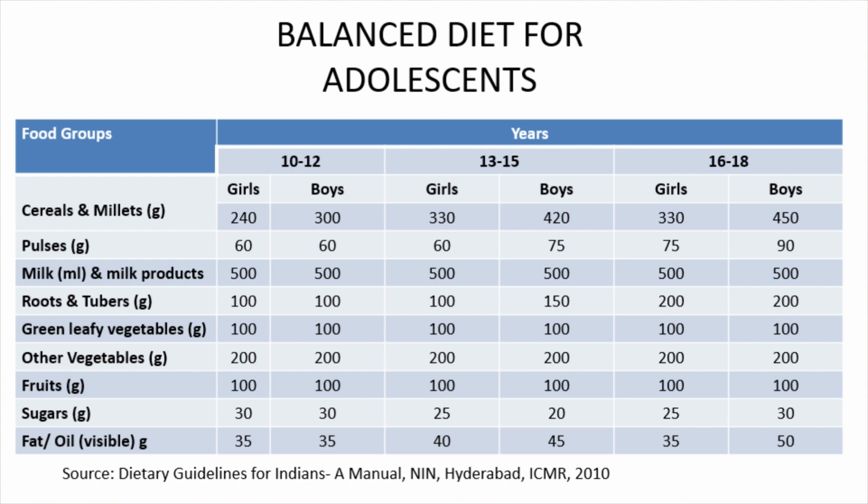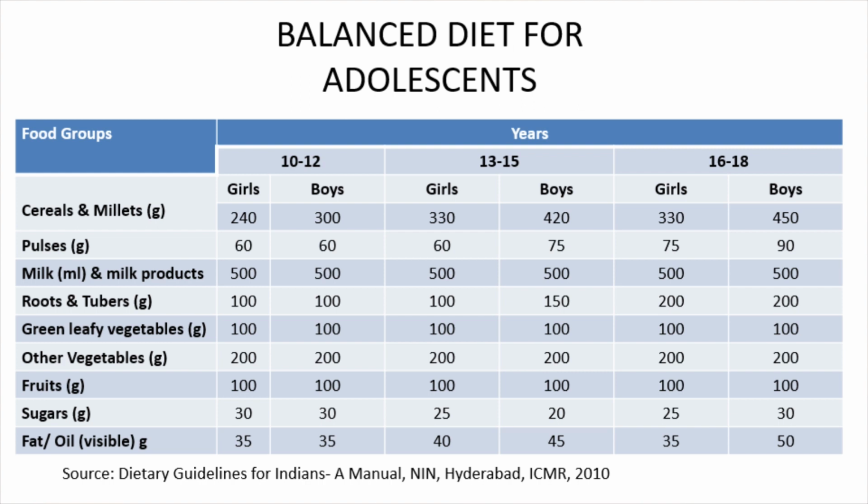So there is variation in the amount of the cereal, the pulse, milk and milk products, roots and tubers, green leafy vegetable, other vegetable, fruits, sugar and the fat content for the various age groups, and you will see that there is an increasing trend that as the adolescents are growing in their age, their nutrient requirement is increasing, and there is a difference in the requirement of the boys and the girls.